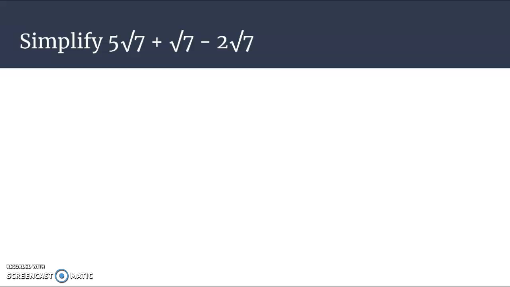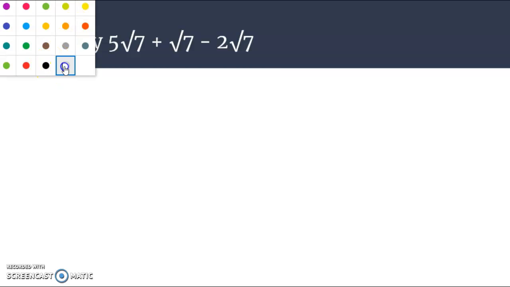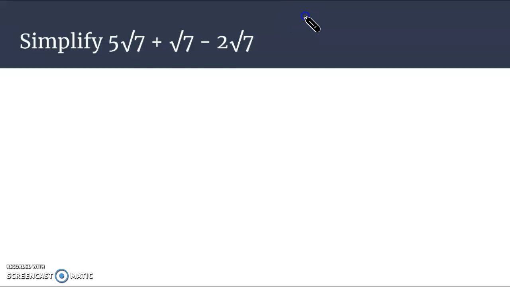Welcome back, everybody. In this video we're going to be talking about adding, subtracting, and multiplying radical expressions. Now, radical expressions you can sort of think of as variables. In order to add or subtract radical expressions, the radical or the square root symbol has to contain the same number. You can sort of think of this problem as 5x plus 1x minus 2x.